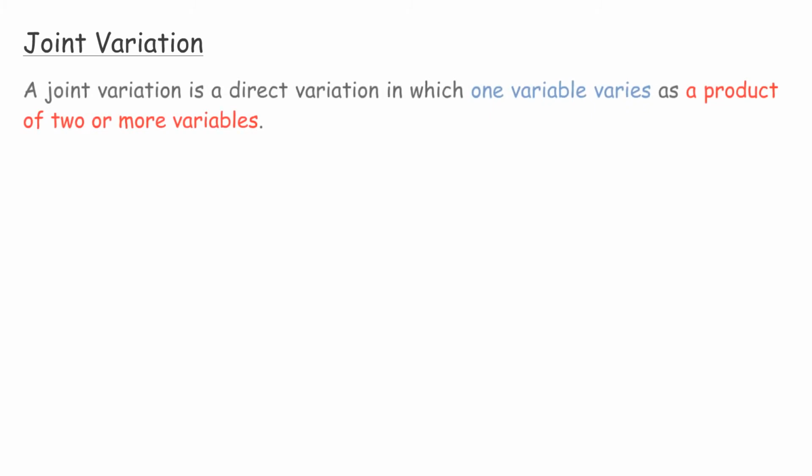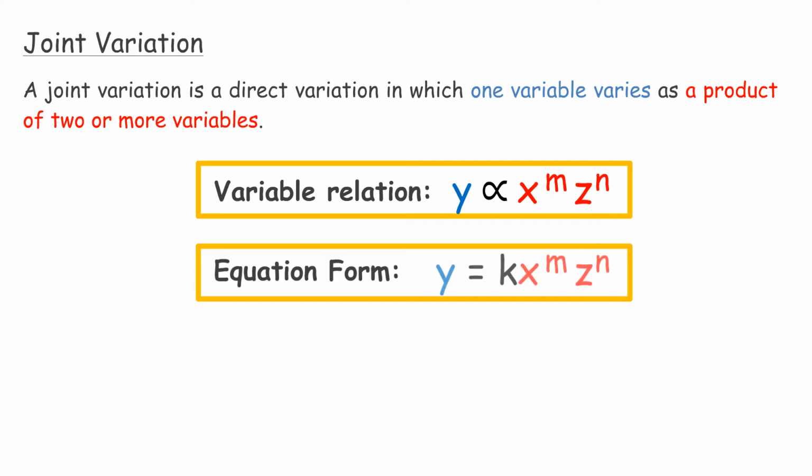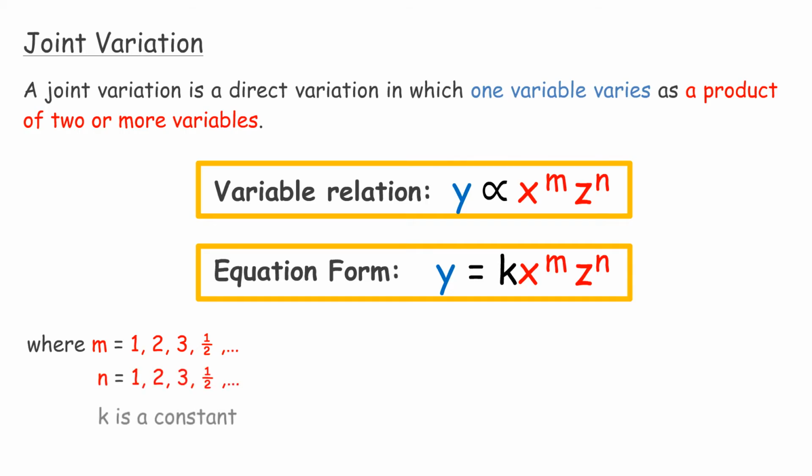A joint variation is a direct variation in which one variable varies as a product of two or more variables. Y varies jointly as x to the power of m and z to the power of n. In variation relation, y is directly proportional to x to the power of m and z to the power of n. In equation form, y equals k times x to the power of m and z to the power of n, where m equals 1, 2, 3, half, and so on, n equals 1, 2, 3, half, and so on, and k is a constant.